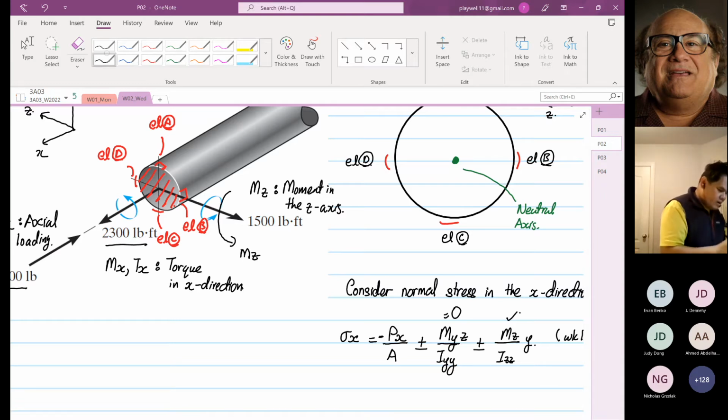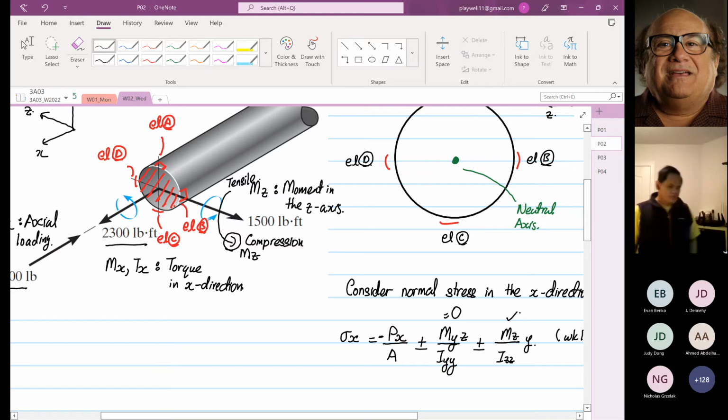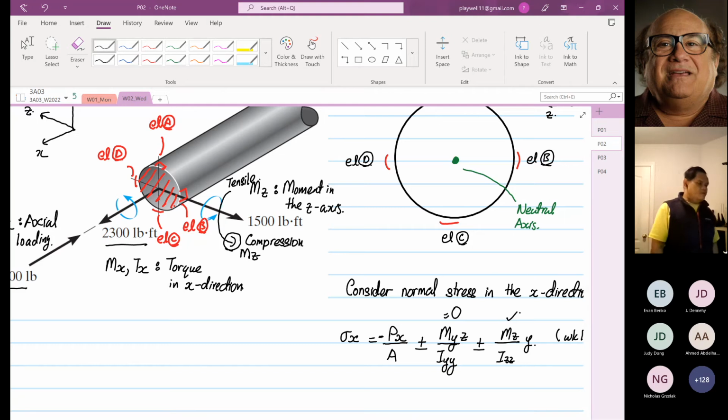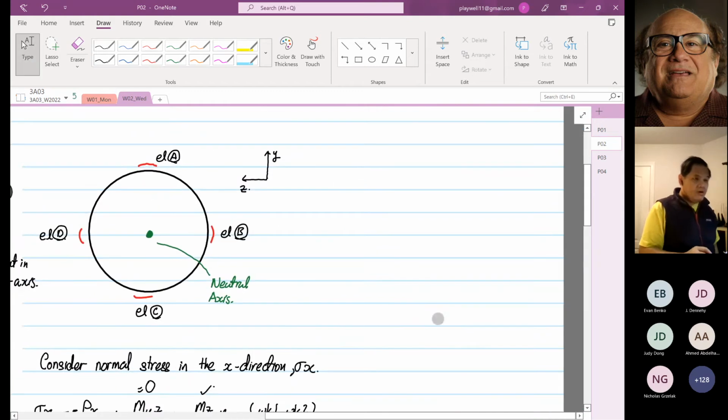So something new that I will teach you guys. If moment in z is in that direction, the head of the moment arrow is always going to be compression. The tail end is going to be what? Tensile. The head will be compression of the moment vector. The tail end will be tensile. Okay. So now over here we form a table.